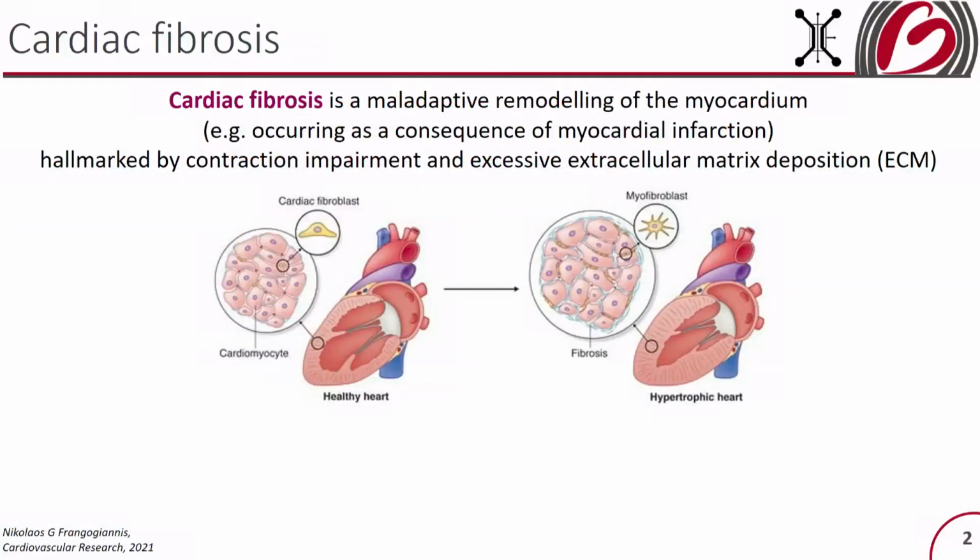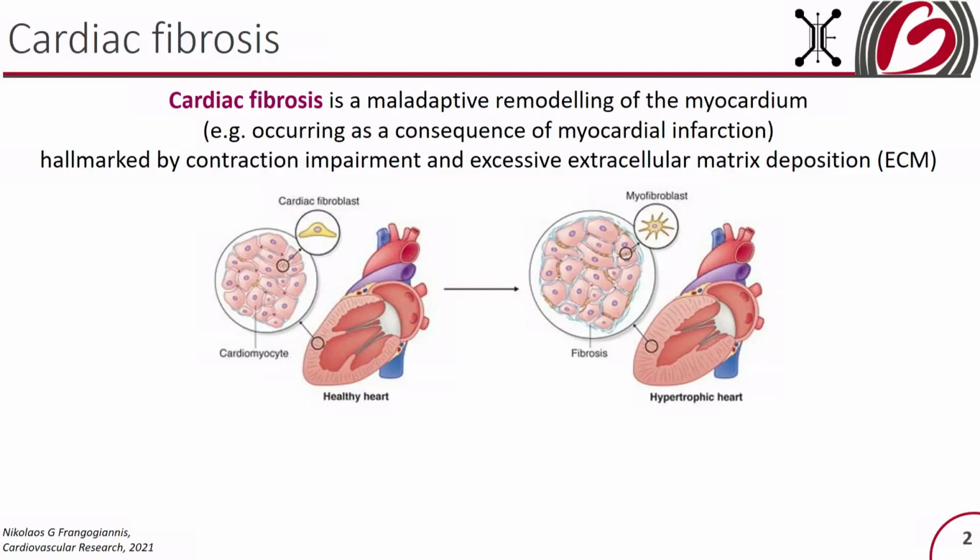So, going directly to the topic of my talk, I will today talk about cardiac fibrosis, which is a maladaptive remodeling of the myocardium happening after damage of the heart, such as myocardial infarction. And actually, cardiac fibrosis is hallmarked by contraction impairment and excessive extracellular matrix deposition.